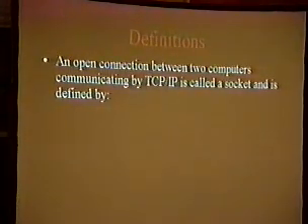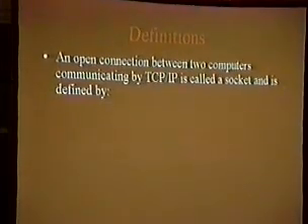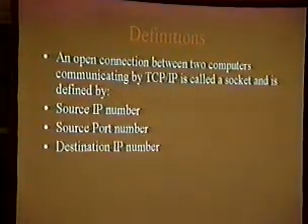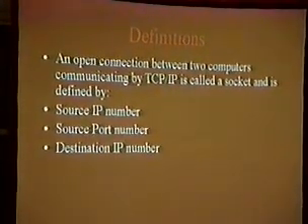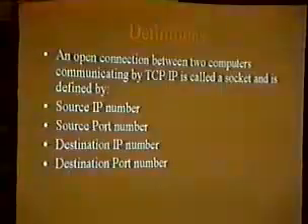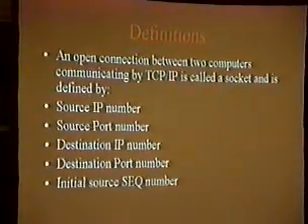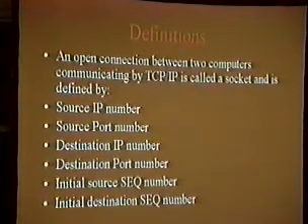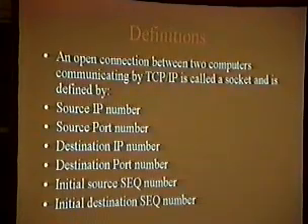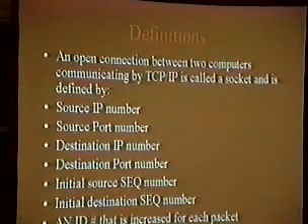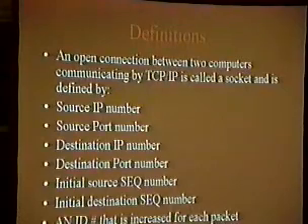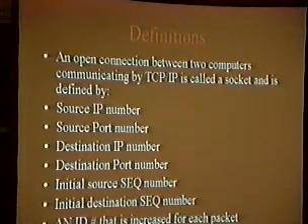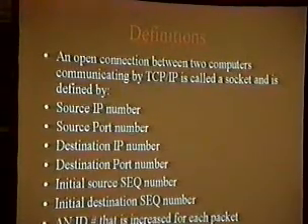A TCP/IP socket connection is defined by a source IP number, a source port number, a destination IP number, and a destination port number, which are the basic IP headers. In a TCP session you also have an initial sequence number and a destination sequence number. But the thing that most people don't know is that when you're handling a TCP/IP session, the server needs to keep track of which guy is going to have which packet.